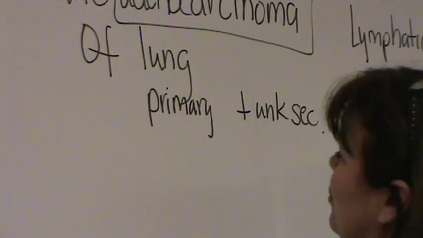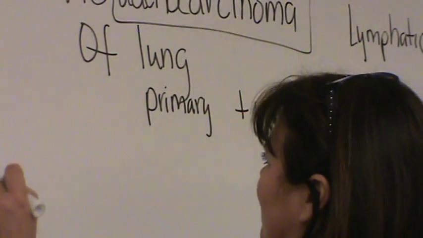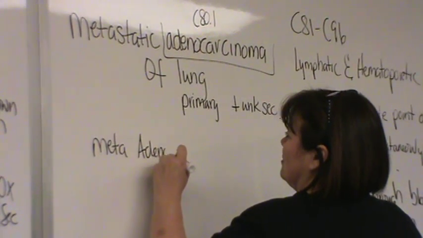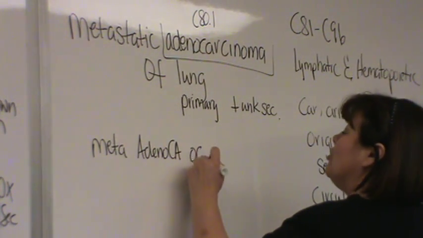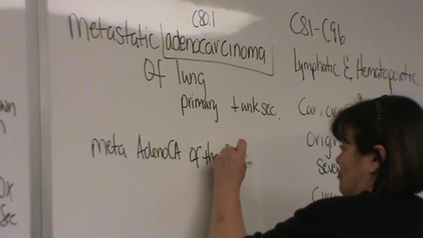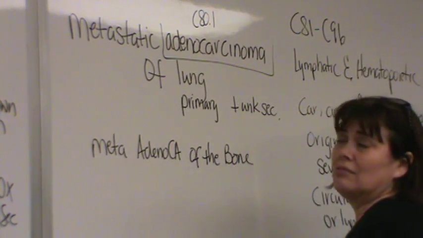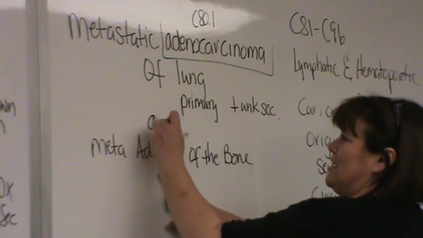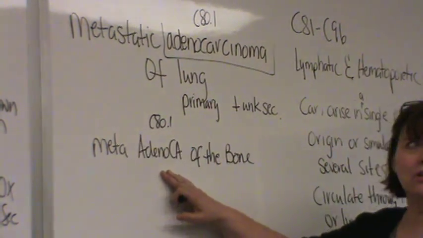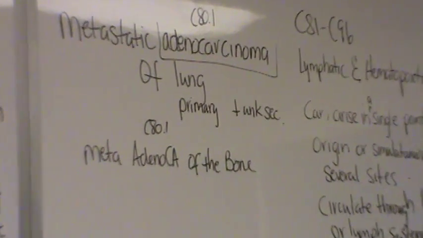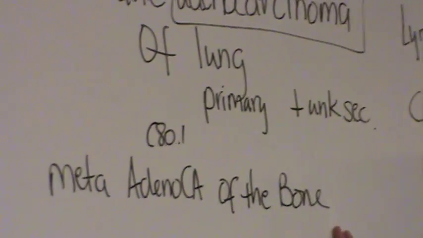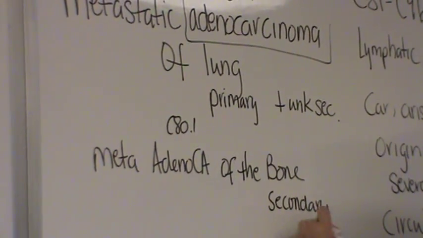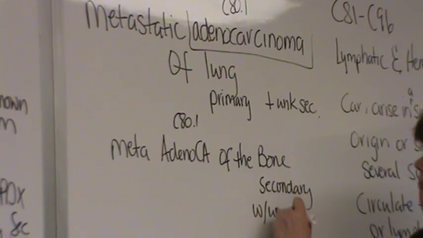Okay. Whereas if we had the same thing, we had metastatic adeno CA of the bone, we're still going to come here. We're still going to get the C80.1. Now we're going to go to our list and bone is on there, which now means bone will be secondary with an unknown primary.